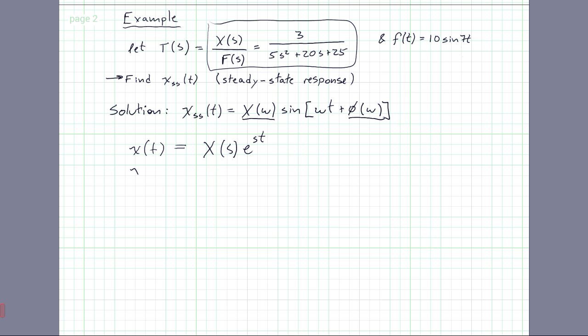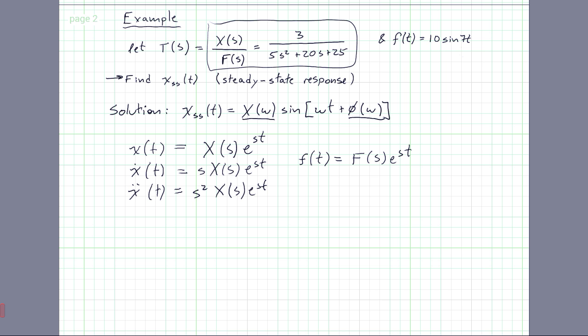So if we do that to every derivative, you get x of t going to X(s) e to the st. These are the definitions that I gave you. Obviously you wouldn't have to do this every time, but I'm doing it here to illustrate what I'm trying to do. This is how you convert displacement, velocity, and acceleration to the Laplace domain. And we did the same thing with the force: force as a function of time is F(s) e to the st.